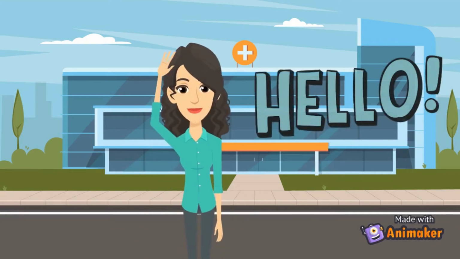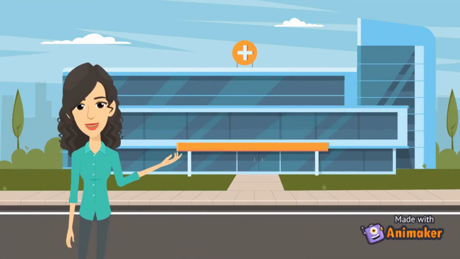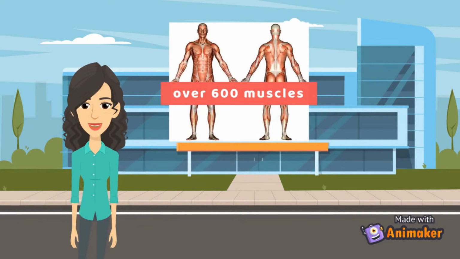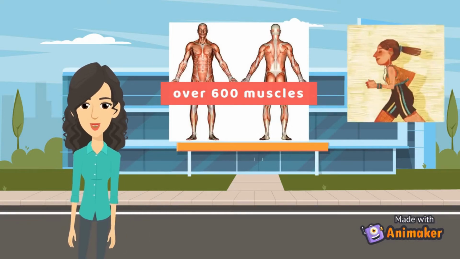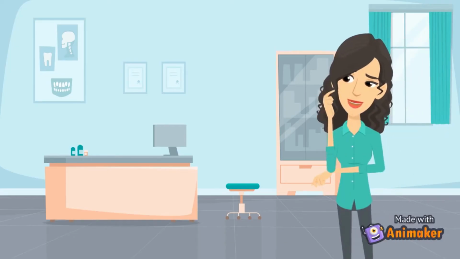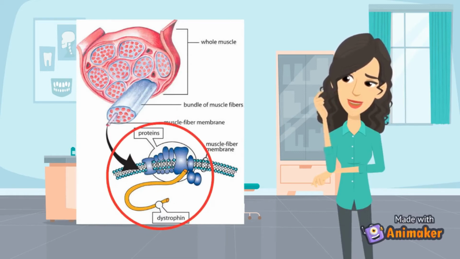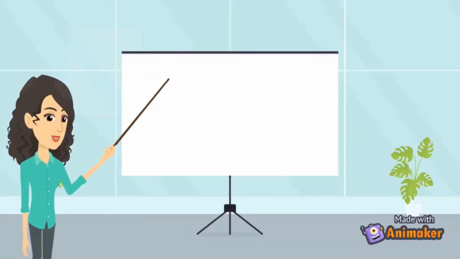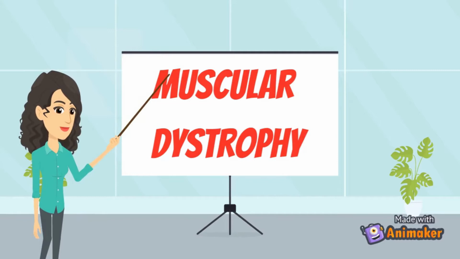Hello class! Did you know that our body consists of over 600 muscles that allow us to make movement and control many organs? But have you ever wondered what will happen if there is a lack of protein dystrophin in the muscle? It will be muscular dystrophy.